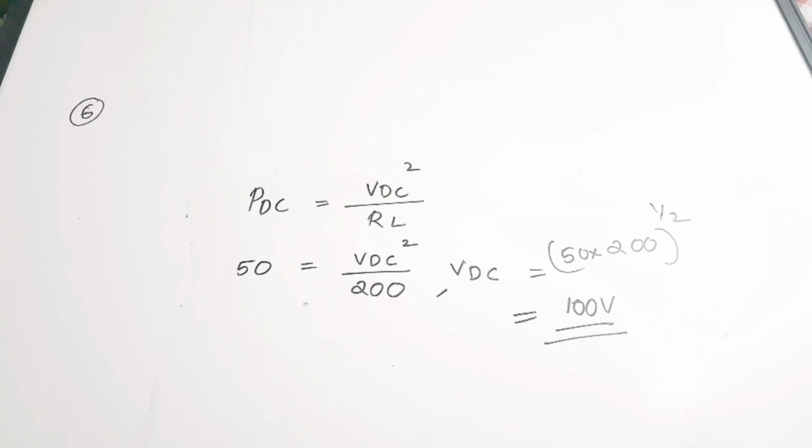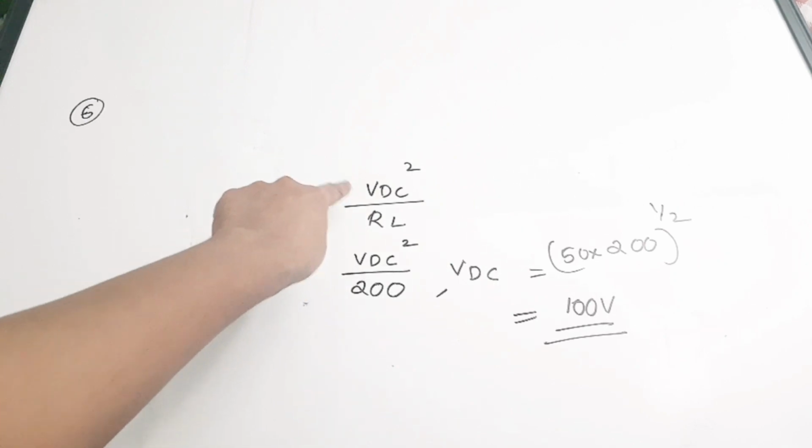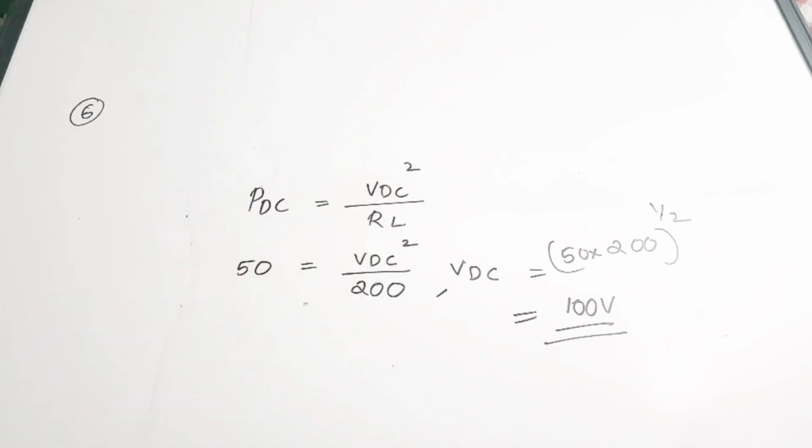So in the question, you have been given the power and also the load resistance. The DC power and the load resistance are given. So from that you can find the DC voltage by using the equation PDC is equal to V squared, that is VDC squared by RL. You will get the DC voltage as 100 volt.